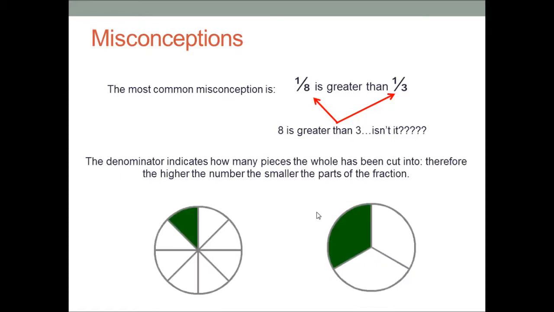Let me show you what I mean. Here I've got 1/8 on the left, and I've got 1/3 on the right. So as you can see, the 1/8 is a smaller fraction because it's cut into greater parts. However, the third is only cut into 3 parts, so therefore each third is greater than an eighth.